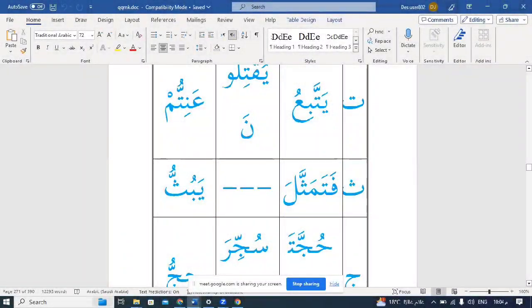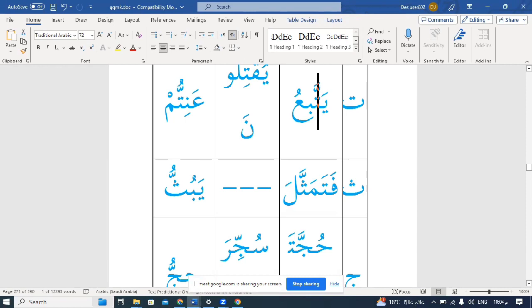As you see on the screen, today's sign is shadda. This sign, that is shadda. Yes, it's a name that starts with the letter sheen, shadda. Okay, let's know what this sign is.